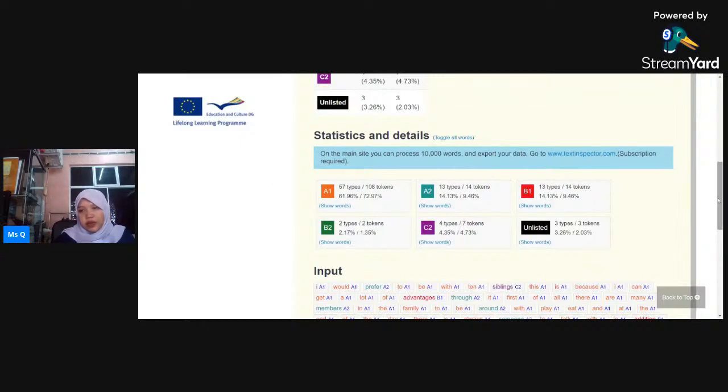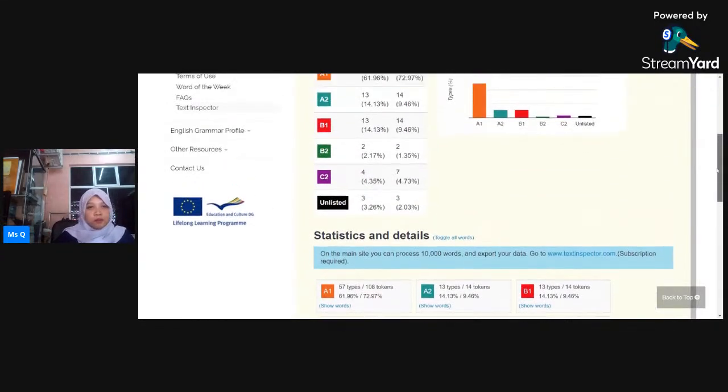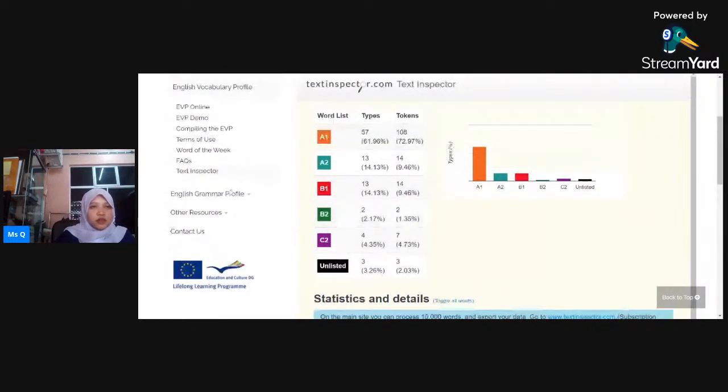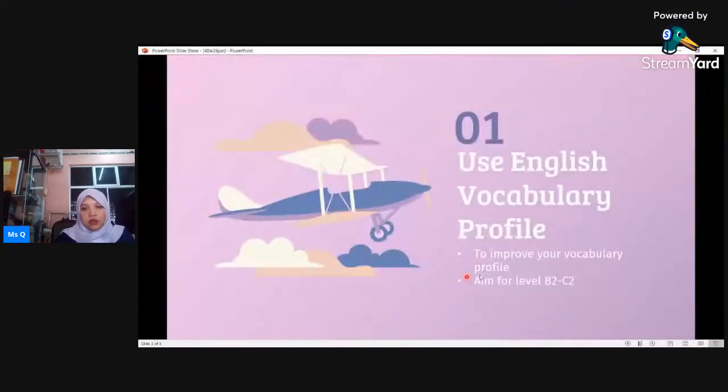You can do this when you are writing your essay, since we are not using the manual way of writing on paper. We are writing electronically, so you can use this. After the English Vocabulary Profile, let me just share the PowerPoint again. So again, aim for level B2 and C2. This is to improve your vocabulary profile. If your vocabulary is always in B2 and C2, you are on the right track to get at least a 4 or 5 for language marks.